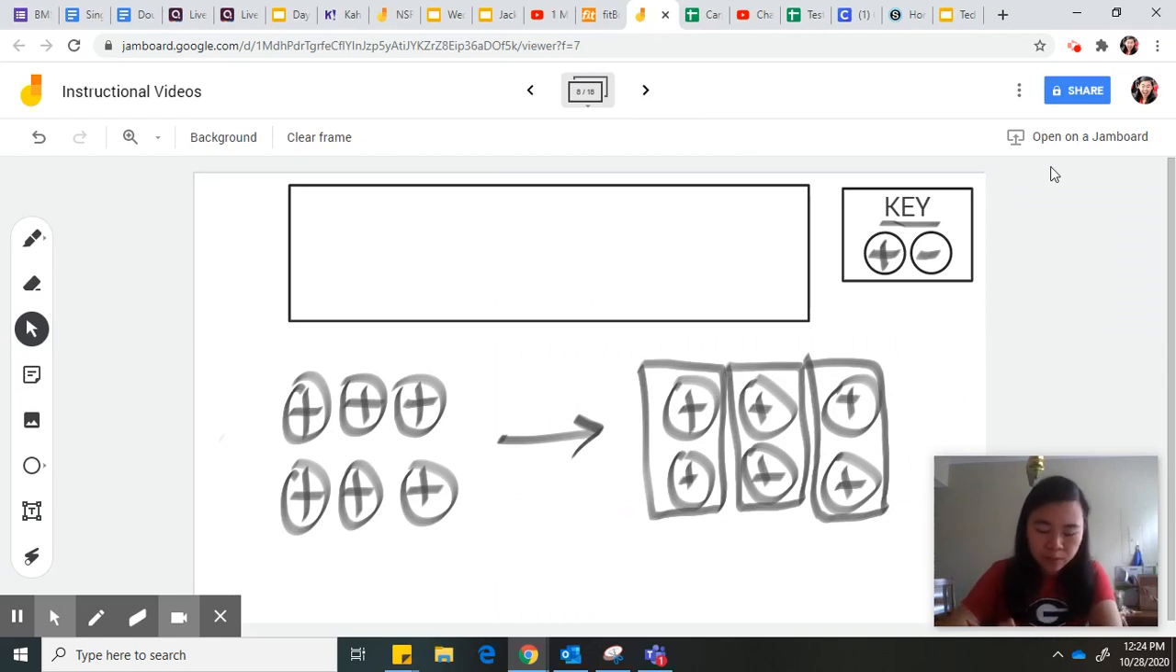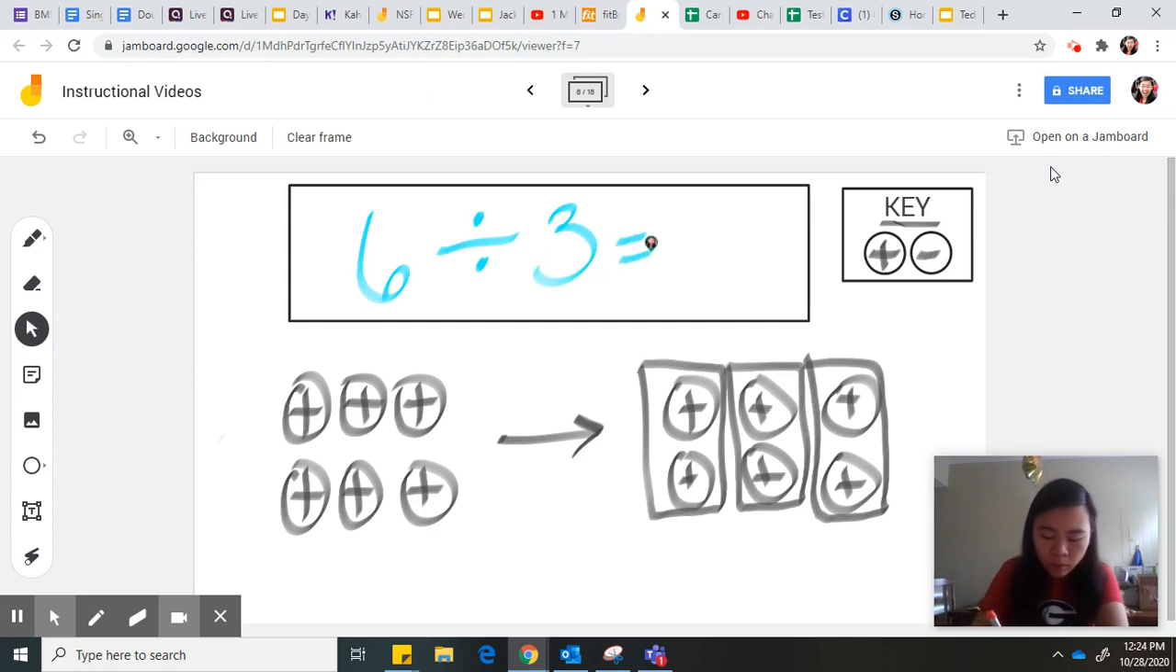Now you might get something that looks like this. We're not really looking at colors, but you might be looking at just the positive and the negative symbols, and that's fine too, right? So we start with 6 positive counters here. They're being broken up into groups, so it's division. How many groups? 3 groups. They stay positive. Okay, so it's going to be positive 3. And then how many is in one group? Positive 2.